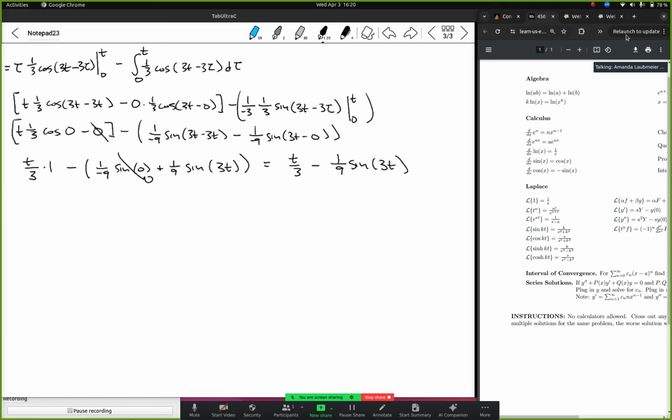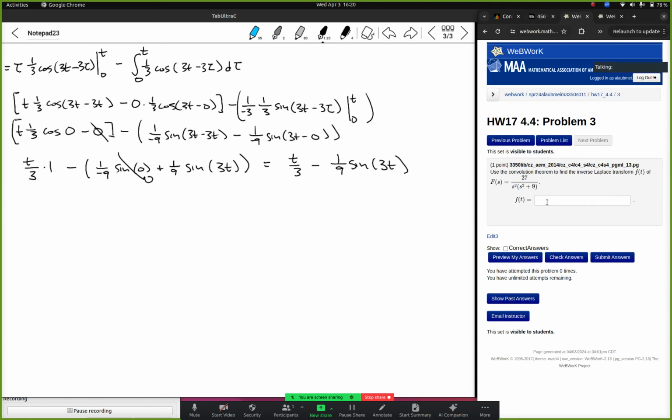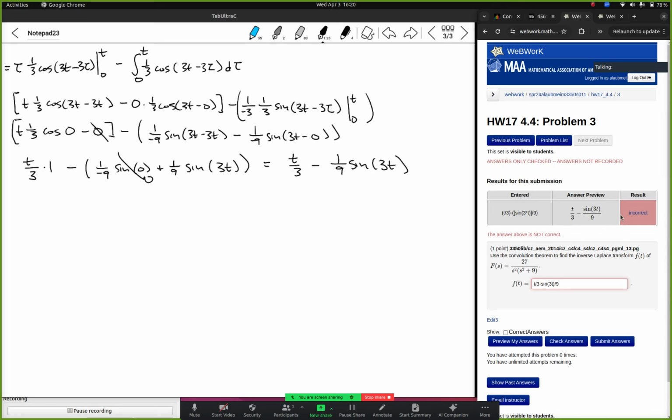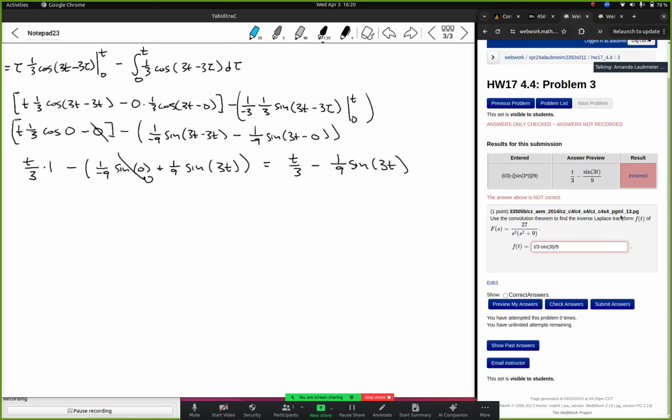So let's check if that's right real quick. t over 3 minus sine of 3t over 9. It is not. Is it a pretty quick fix? Let's see, what could I have done wrong?